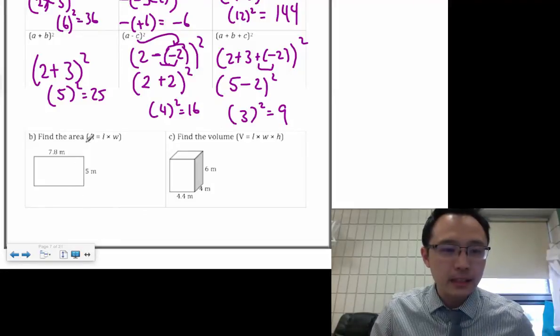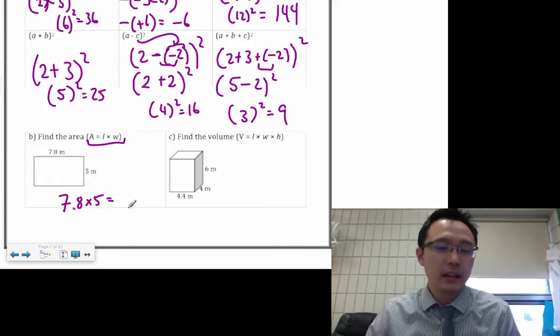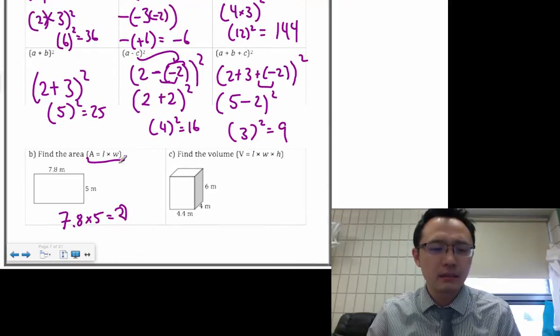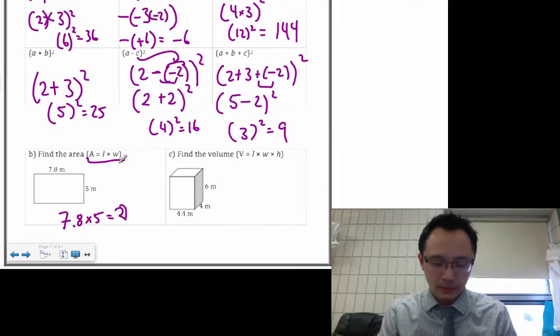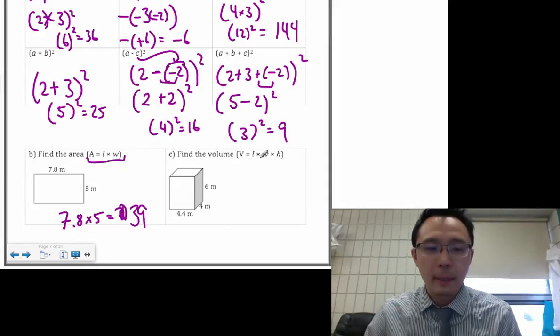Find an area, basically find an area using this formula. So this is in a surface area unit. 7.8 times 5. I can't really do this in my head. Can I? 35, 39. Is it? Whoa, what happened? 7.8 times 5. Yeah, I did it in my head. 39. Look at that.